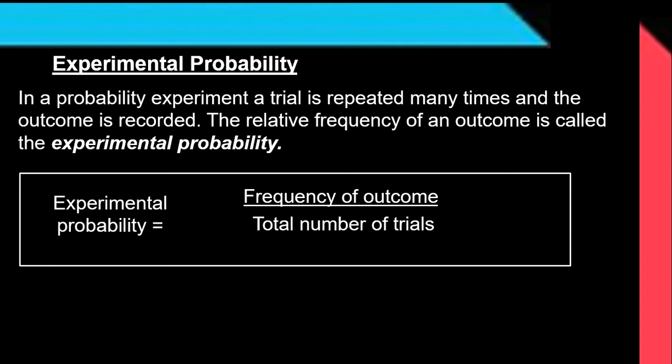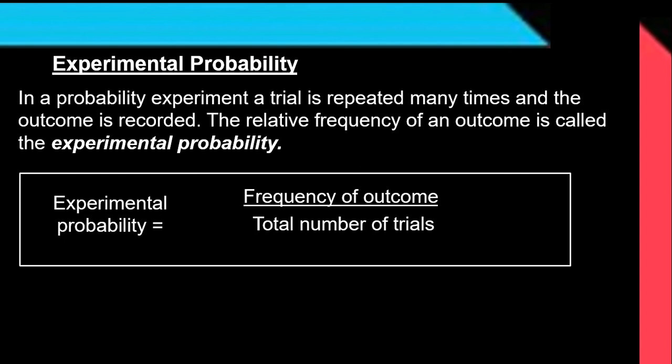So what this means is if you had a coin and you flipped it 10 times, if you got 7 heads and 3 tails, to work out the probability of heads, you would do 7 divided by 10 because that's 7 heads and you've done it 10 times. If you want to do tails, you would do 3 divided by 10.